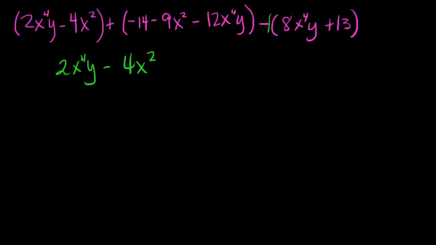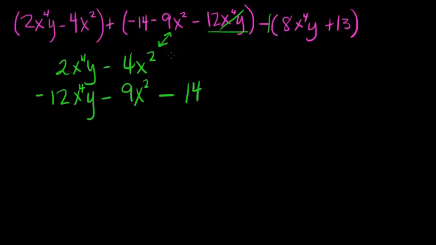This one, it's adding, so I'm just going to take these as they are and I'm going to line them up under anything that matches. So this right here matches this. So I'm going to put a -12x to the 4th y, and I've taken care of that. The 9x squared, these are like terms right here. So I'm going to put -9x squared here. This -14 doesn't match anything in the first polynomial, so I'm just going to write it here. Okay? So I've got those rewritten.